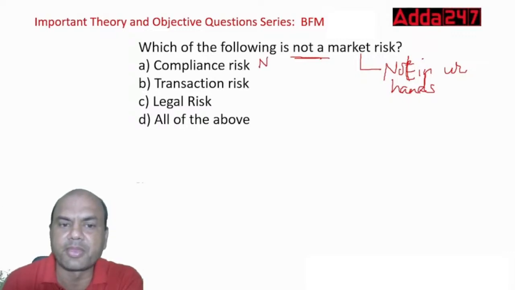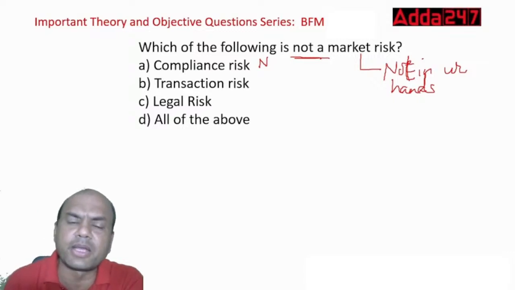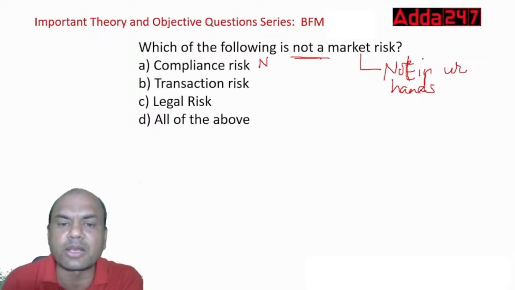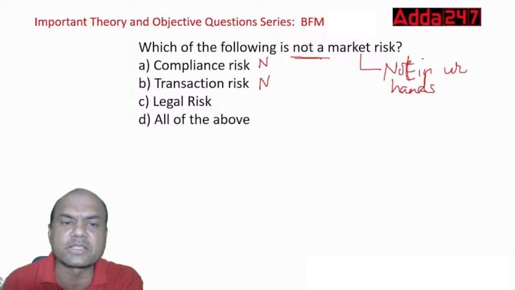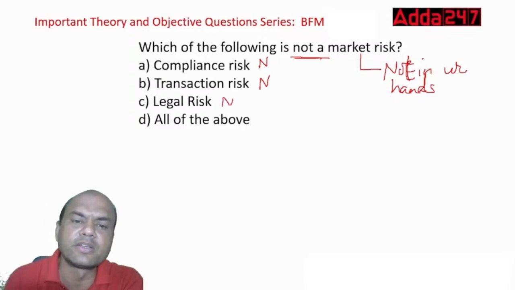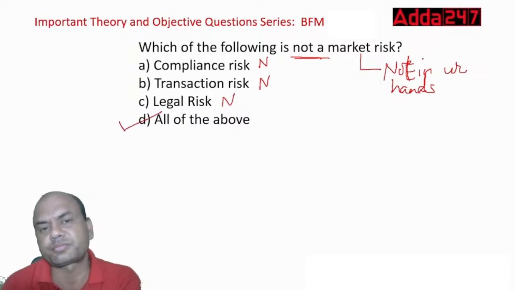Transaction risk. Transaction means whatever transaction I'm doing, I must maintain precautions in that. So there's no market risk, external forces are not acting on this. Legal, again, is part of this transaction risk only, basically operations risk. These are all operations related risks. So this is not a market risk. Answer is all of the above. Okay.